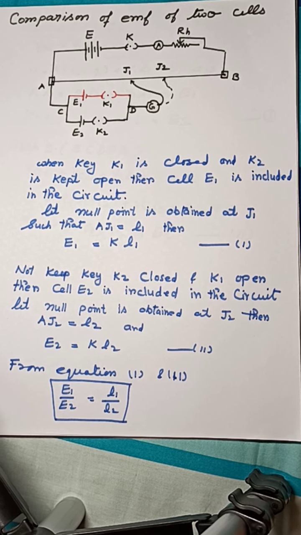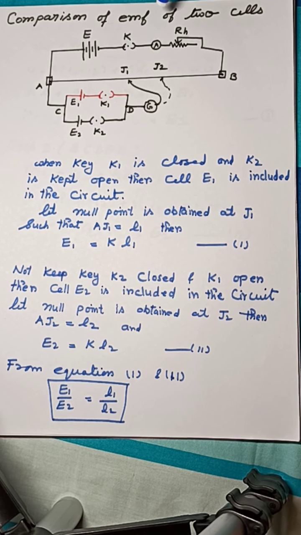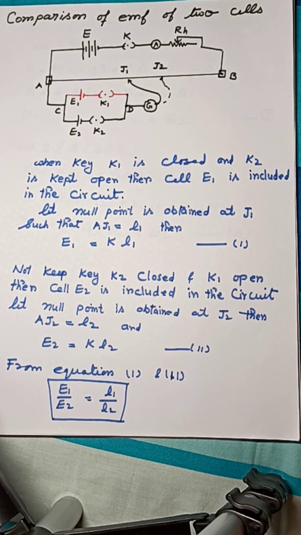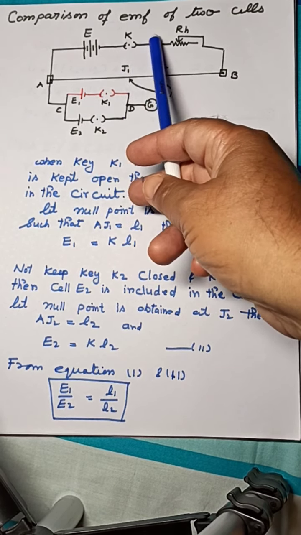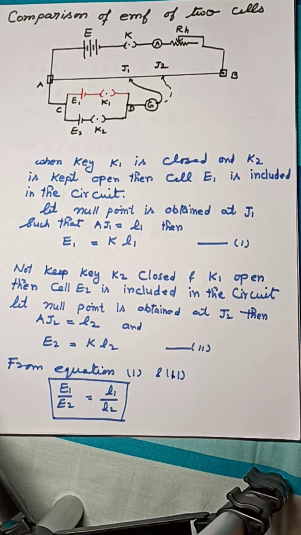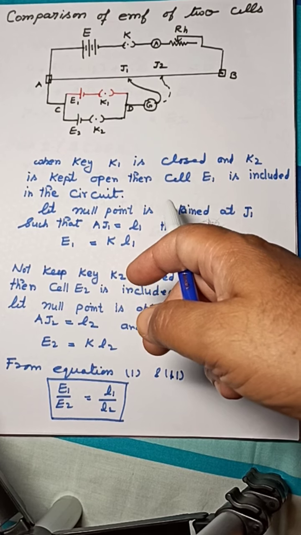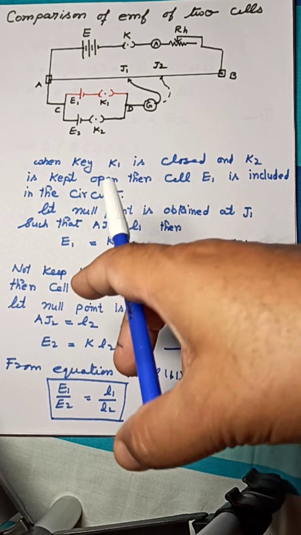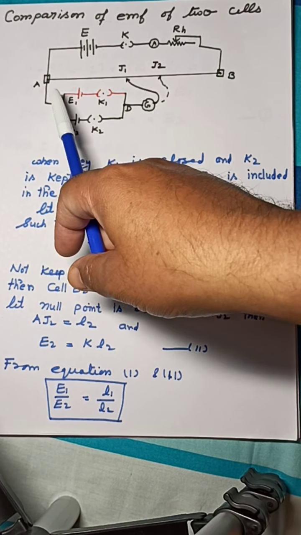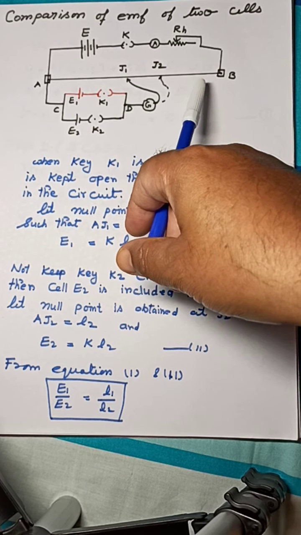Hello class 12th. Today I am going to talk about one more application of potentiometer, and that is comparison of EMF of two cells. You can see in this circuit already I have made it so that we can take less time. AB is a potentiometer wire.